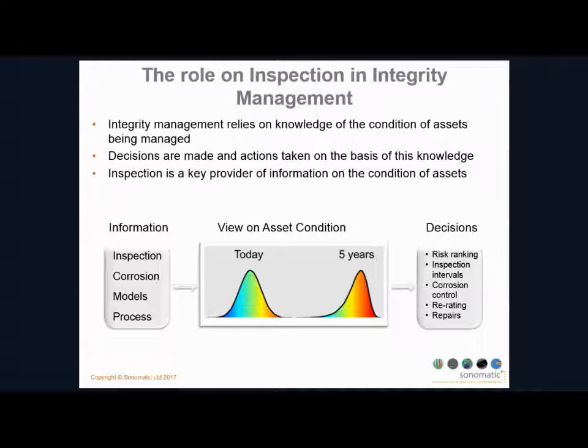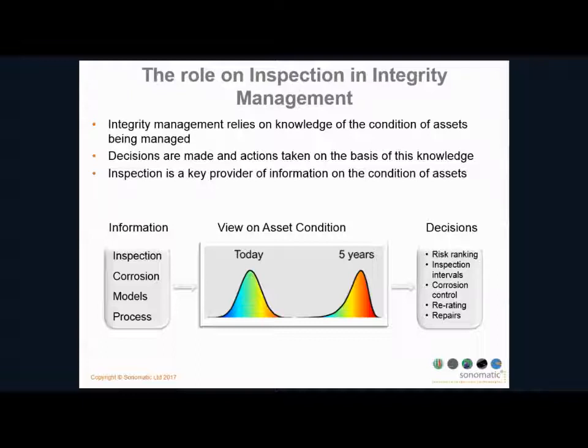So if we look at sources of information that give you a view on asset condition, inspection is a significant provider of information. There's also information from the corrosion control process and corrosion coupons and so on. You may also have models covering degradation. There'll also be process information. That gives you a view on the condition of the assets today, but you're also interested in the condition of assets not just today, but also in the future. So how is asset condition going to evolve, because that'll affect your decisions.